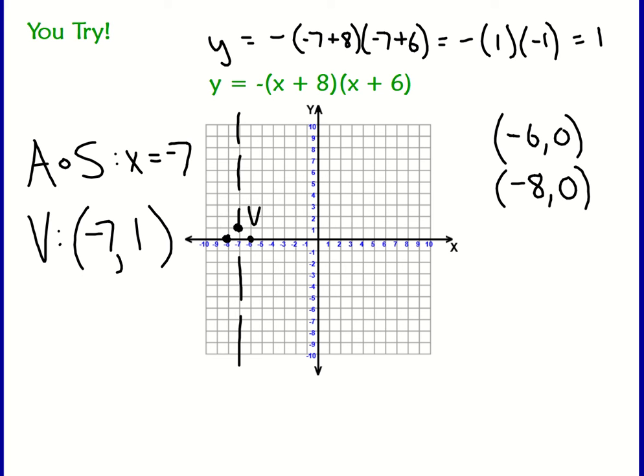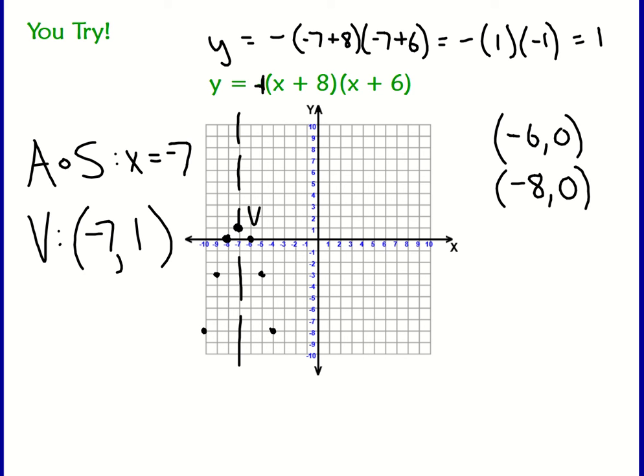I can tell that that's going to open down, not only because the a value was negative 1, but also I can see from my graph that the vertex is above the roots, which means it's going to open down. And now I can go ahead and put in the steepness points. Because a is negative 1, when I go over 1 from the vertex, I'll go down 1. Those are the points I've already got. When I move over 2 from the vertex, I would go down 4. And when I move over 3 from the vertex, I would go down 9 units.